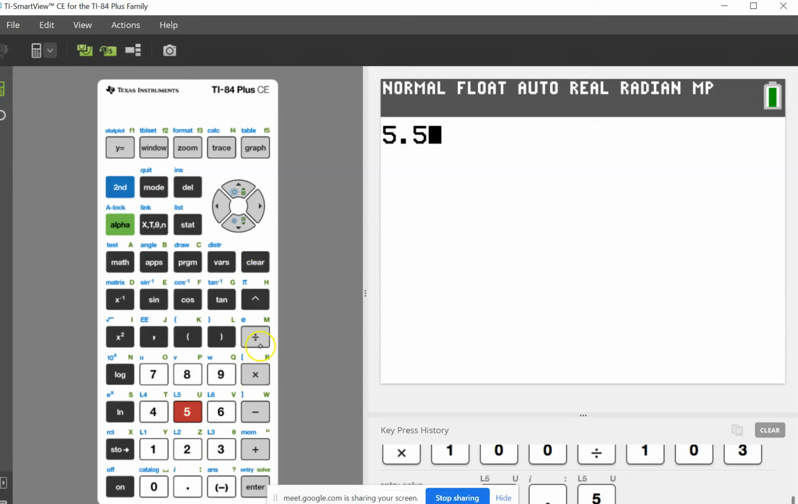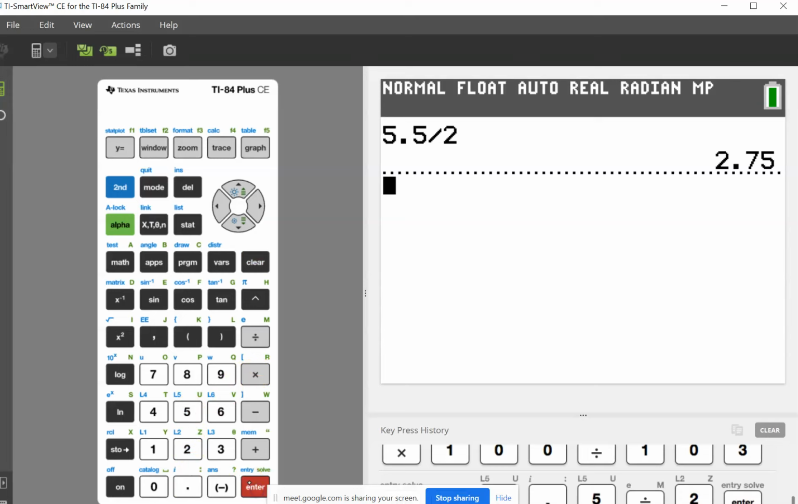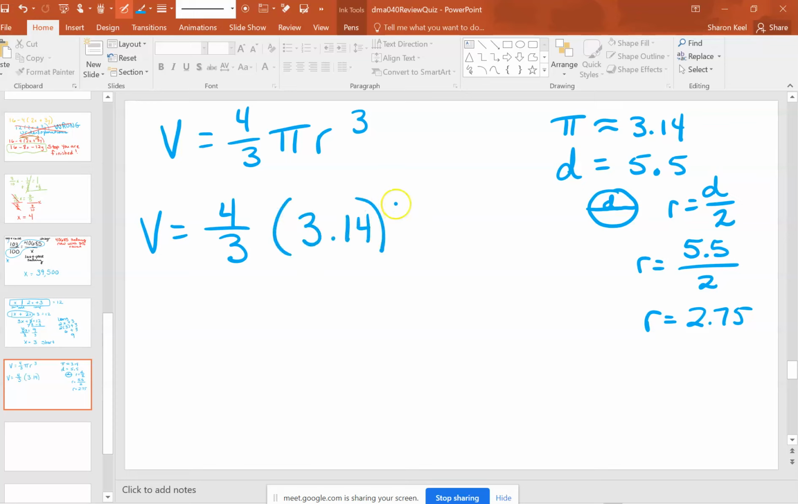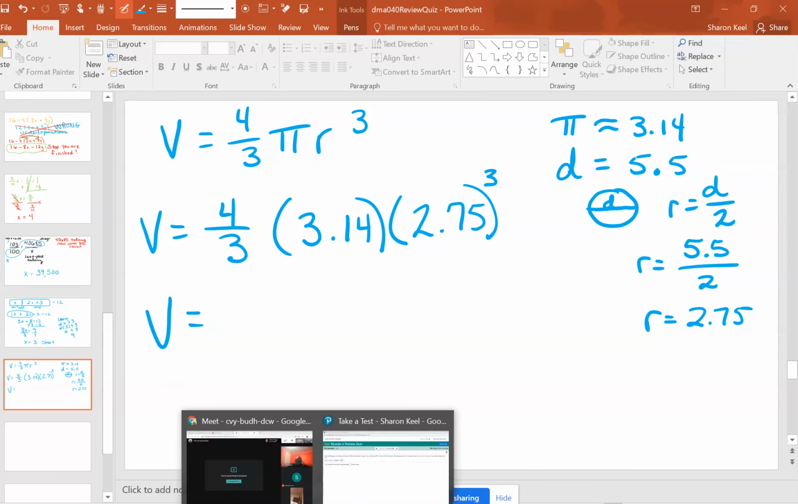5.5 divided by 2 is 2.75. So my radius is 2.75. To calculate my answer, I'm going to do 4/3, multiply it by 3.14, that's my value for pi. My radius is 2.75, and I have to cube it. Okay, so let's do that on the calculator here.